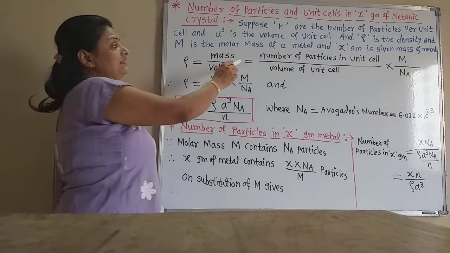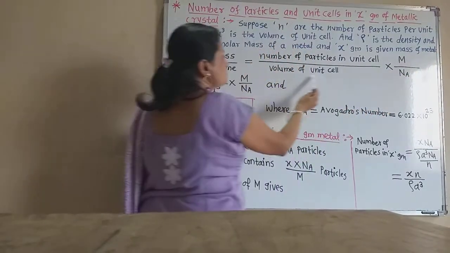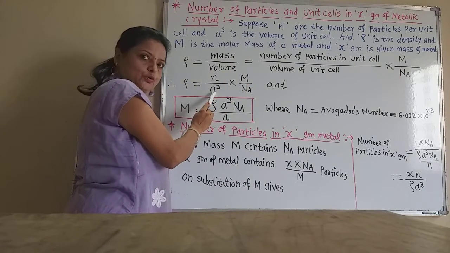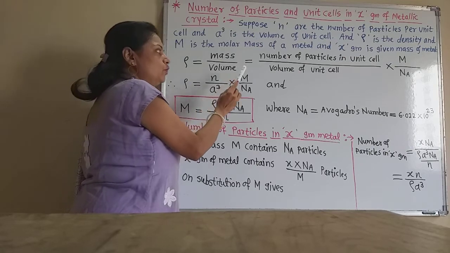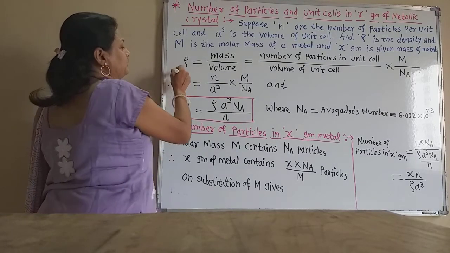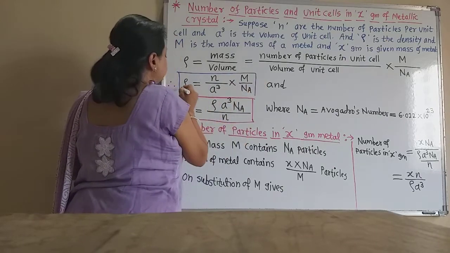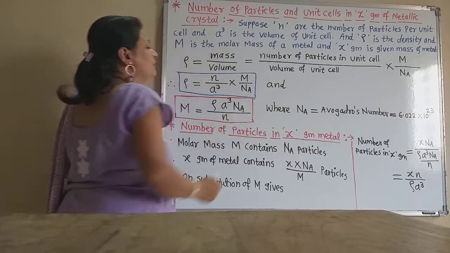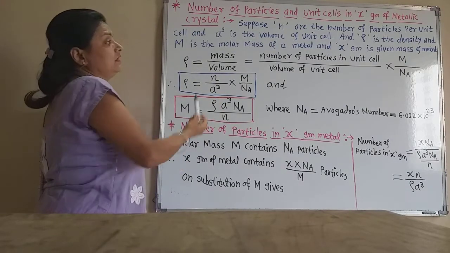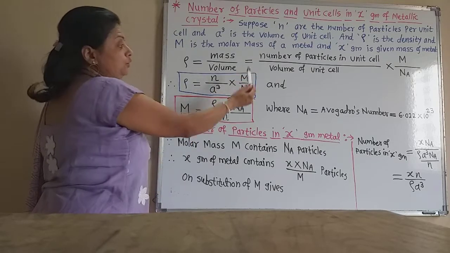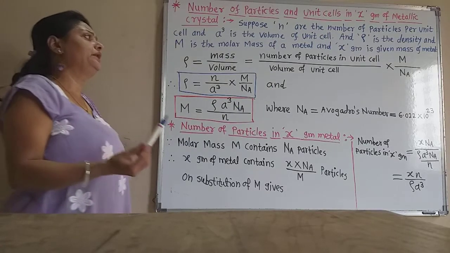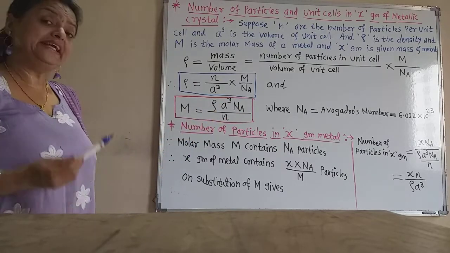And in this way the density can be calculated by using this formula, that is the number of particles in the unit cell divided by the volume of the unit cell, a cube, into molar mass divided by Avogadro's number. Now this is the formula to calculate the density of the given metal. How can we calculate the density of the given metal? That is the number of particles in the unit cell divided by the volume of the unit cell into molar mass divided by Avogadro's number.